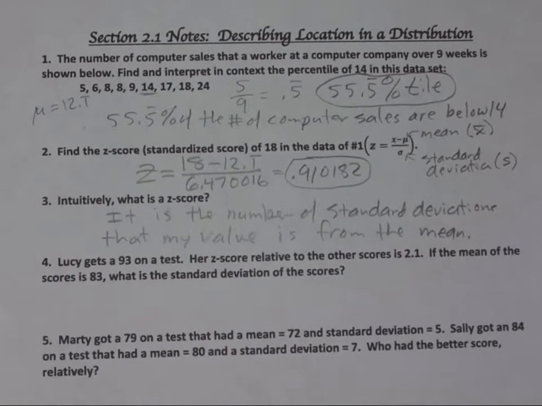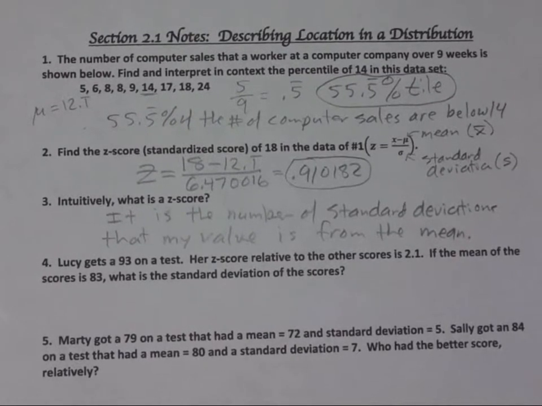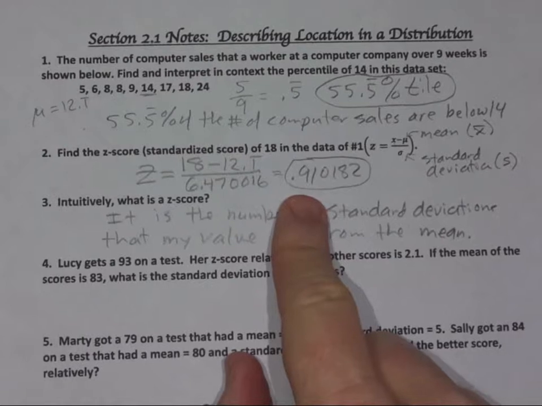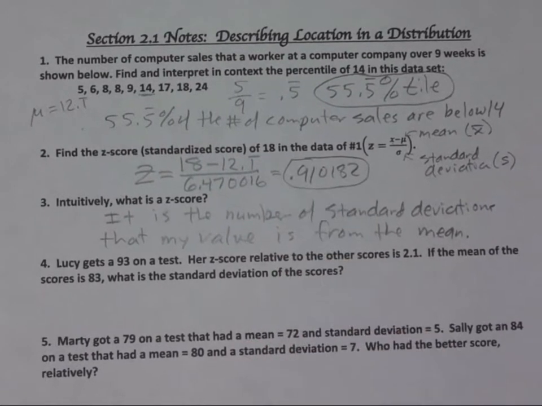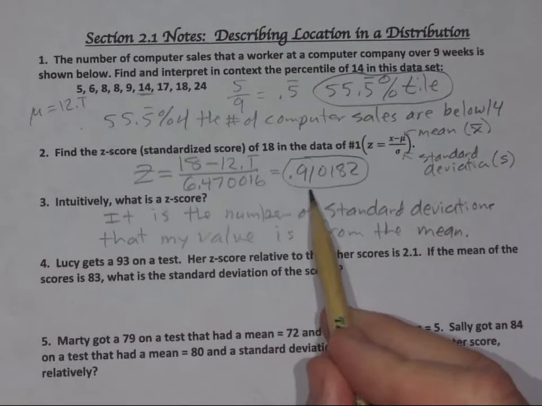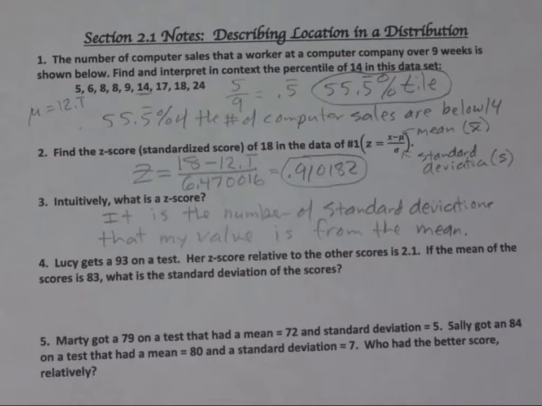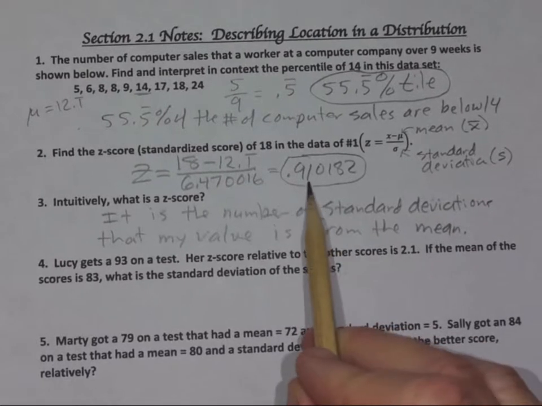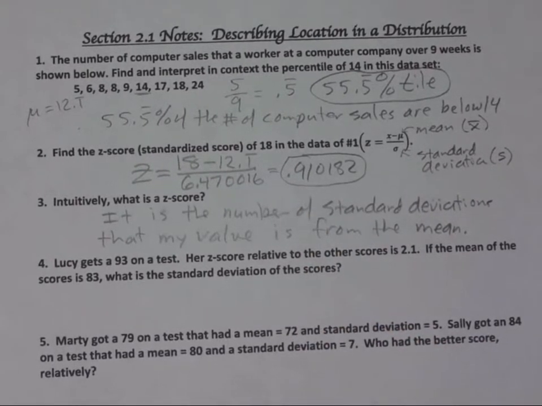And we'll talk about this in section 2 too, but most of the time, normally, it's really weird to get a value that is 3 standard deviations above or below the mean. As a matter of fact, once you get to 2 standard deviations above and below the mean, it starts being pretty unusual. But 0.91 is less than 1 standard deviation above the mean. That means it's above average, but it's not way above average.